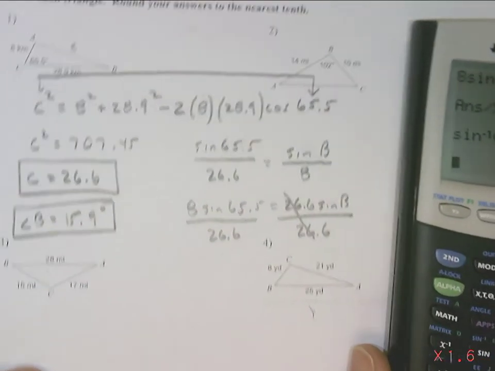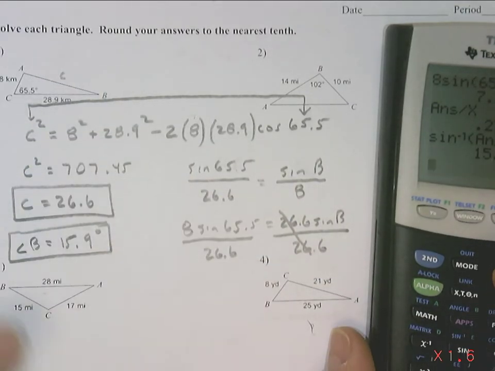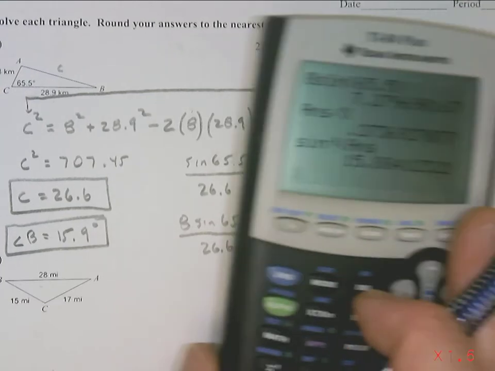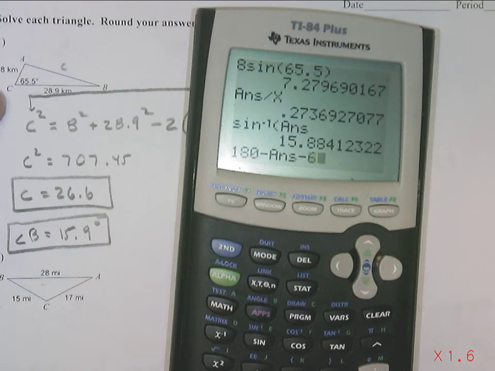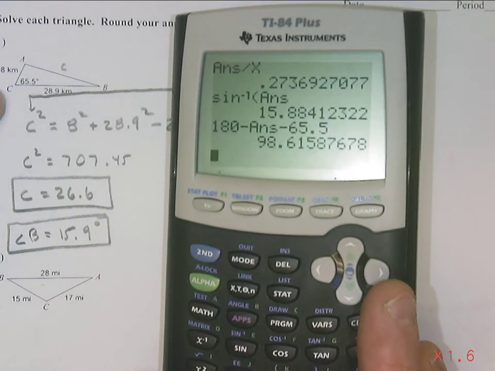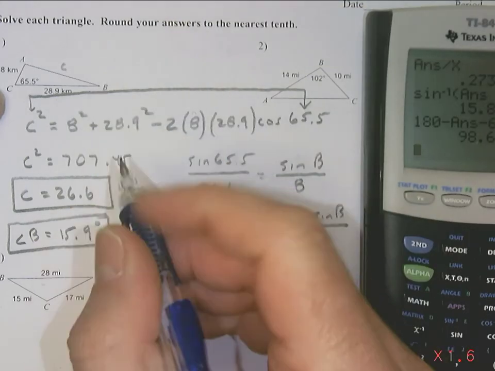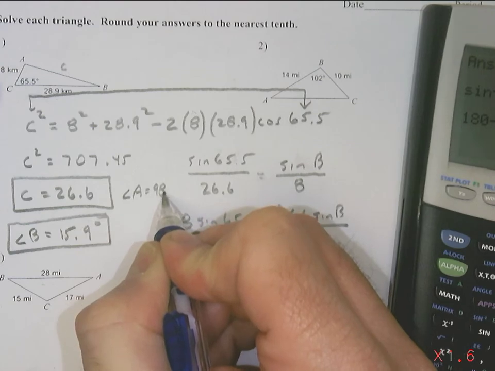All right, last angle to find. Since I have two angles of the triangle, the third one should be a piece of cake. We're not going to use law of sines. We're not going to use law of cosines. We're just going to simply subtract those two angles from 180. And looks like 98.6. Angle A, 98.6.